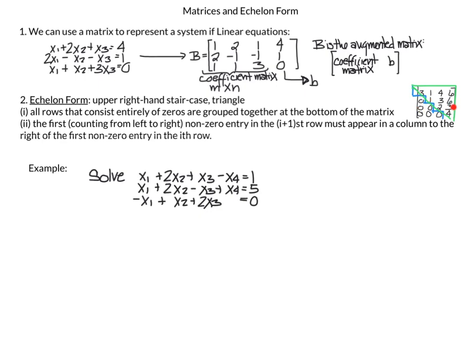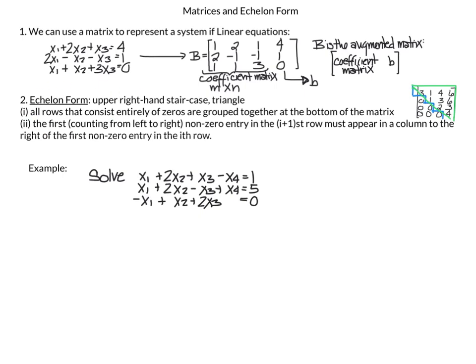For the third row, its first non-zero entry must appear to the right of the first non-zero entry of the second row, which it does because this 2 appears to the right of the 1. And then our last row, its first non-zero entry must appear to the right of the first non-zero entry of the third row, which it does because the 4 is to the right of the 2.